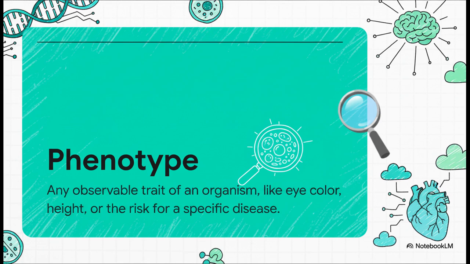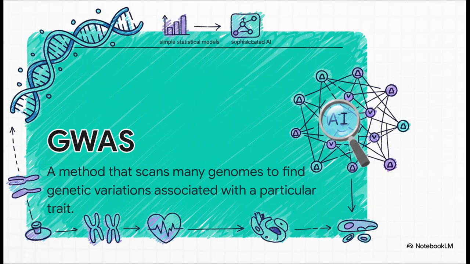That's our target. And for a long time, the go-to tool for this hunt has been something called a genome-wide association study, or GWAS for short. The best way to think about it is like a huge systematic search. You're scanning the DNA from thousands, sometimes millions of people, and you're checking all these genetic addresses one by one to see if any specific variations show up more often in people who have the disease you're interested in.